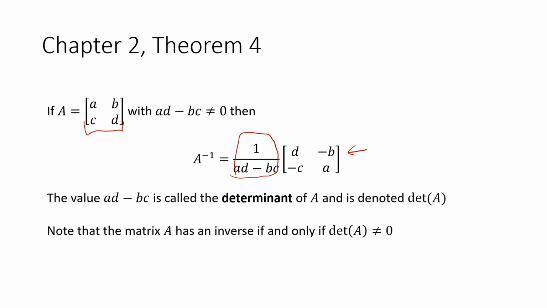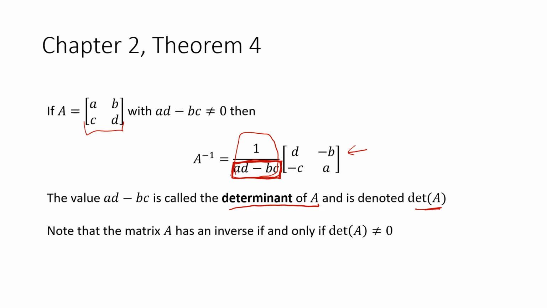But this number on the bottom, this AD minus BC, note what this says. Well, this is 1 divided by that number. So if that number is 0, that means there's no solution. When AD minus BC is equal to 0, there is no inverse. If it is not equal to 0, then you have a solution to this. This number, AD minus BC on a 2 by 2 matrix, tells you whether or not the matrix has an inverse. That is a special number called the determinant, as denoted by det of A.